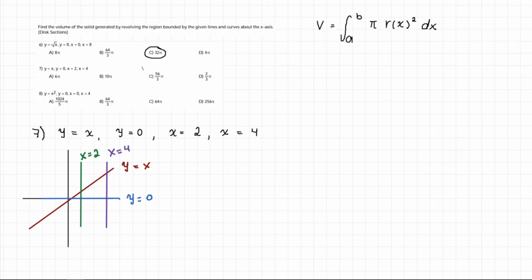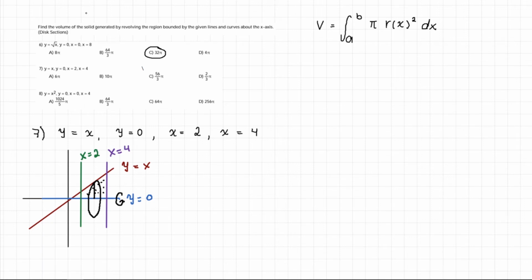Once again, the area that I'm gonna be revolving is this one, and I'm gonna revolve it over the x-axis. So I'm gonna draw the axis of rotation, and the circle is gonna look something like this. In this case, the function of my radius is going to be the line y equals x, and we already have that our bounds are x equals 2 and x equals 4, lower and upper respectively.